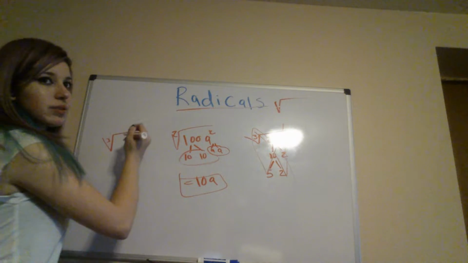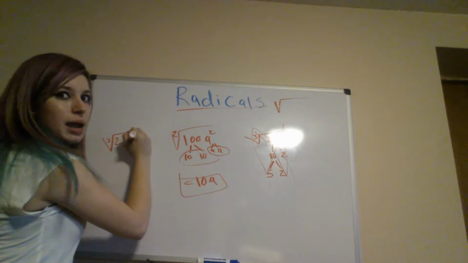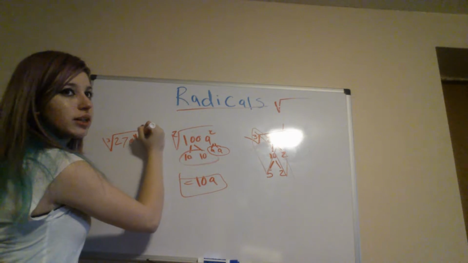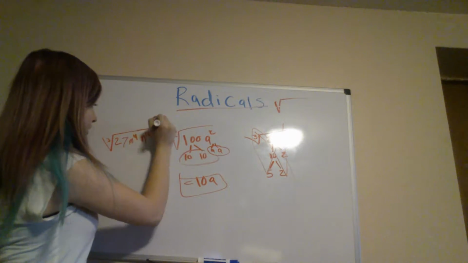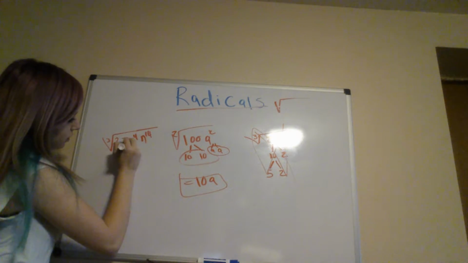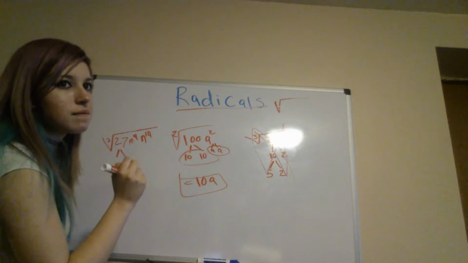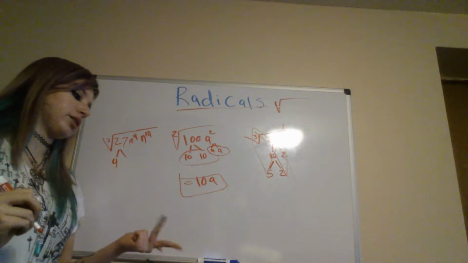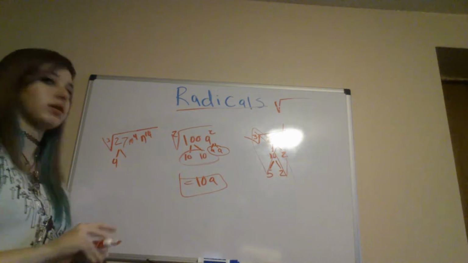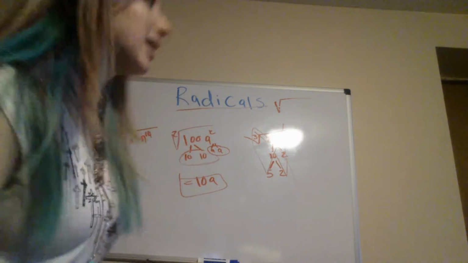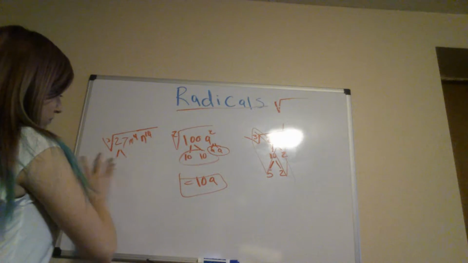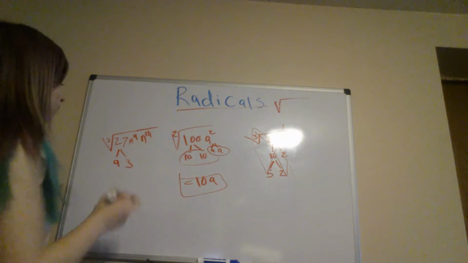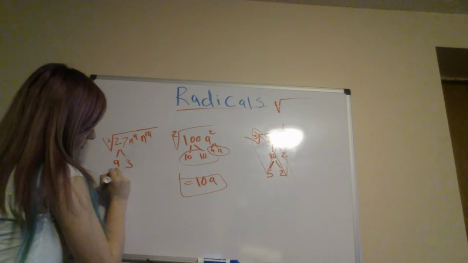So let's say the cubed root of 27 m to the 4th and n to the 14th, okay? So 27 breaks down into 9 and 3, right? I can't even read my own handwriting, guys. 9 and 3. That actually works. And then this 9 breaks down into 3 and 3.